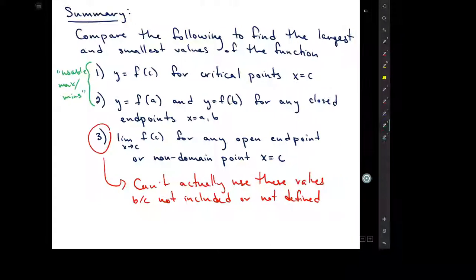So again, I do have to check the values in part 3. I do have to check any open endpoints or non-domain points, but I can't actually use those as my maxes and mins. They might disqualify other maxes or mins because I figure out that my function actually gets bigger or smaller, but I can't actually use those. So, summary, critical points, endpoints, non-domain points. That is what you have to check to find global maxes and mins.